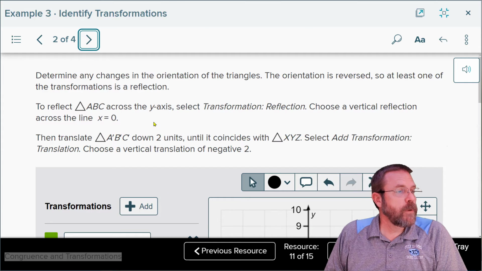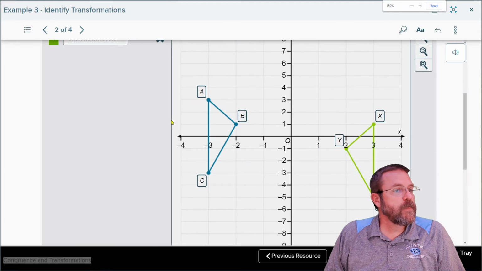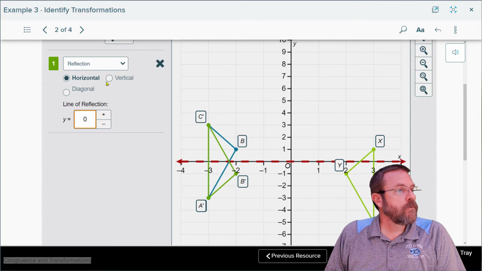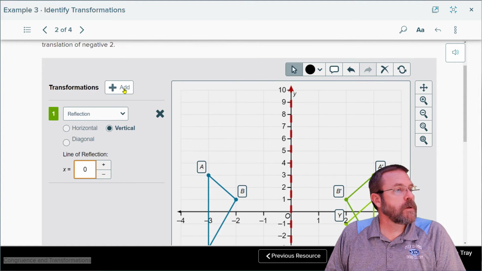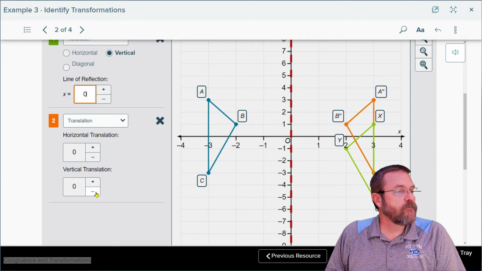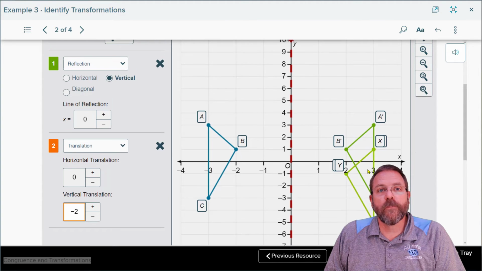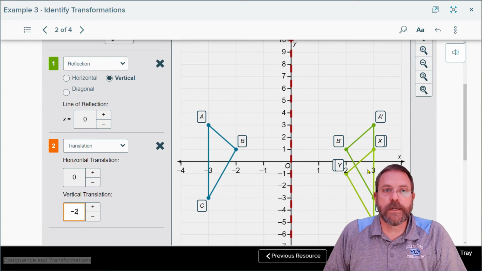Let's see if they're going to let us play with this. Alright, so first thing I'm going to do is reflect ABC across the y-axis. So I'm going to do a reflection across the vertical or y-axis, and right there you can see that there's a reflection. That's the first transformation done, and then from there I'm also going to add a translation where my vertical is going to go down 2, and now the two of them are on top of each other. So I recognize two different transformations had to happen, a reflection first and a translation second.